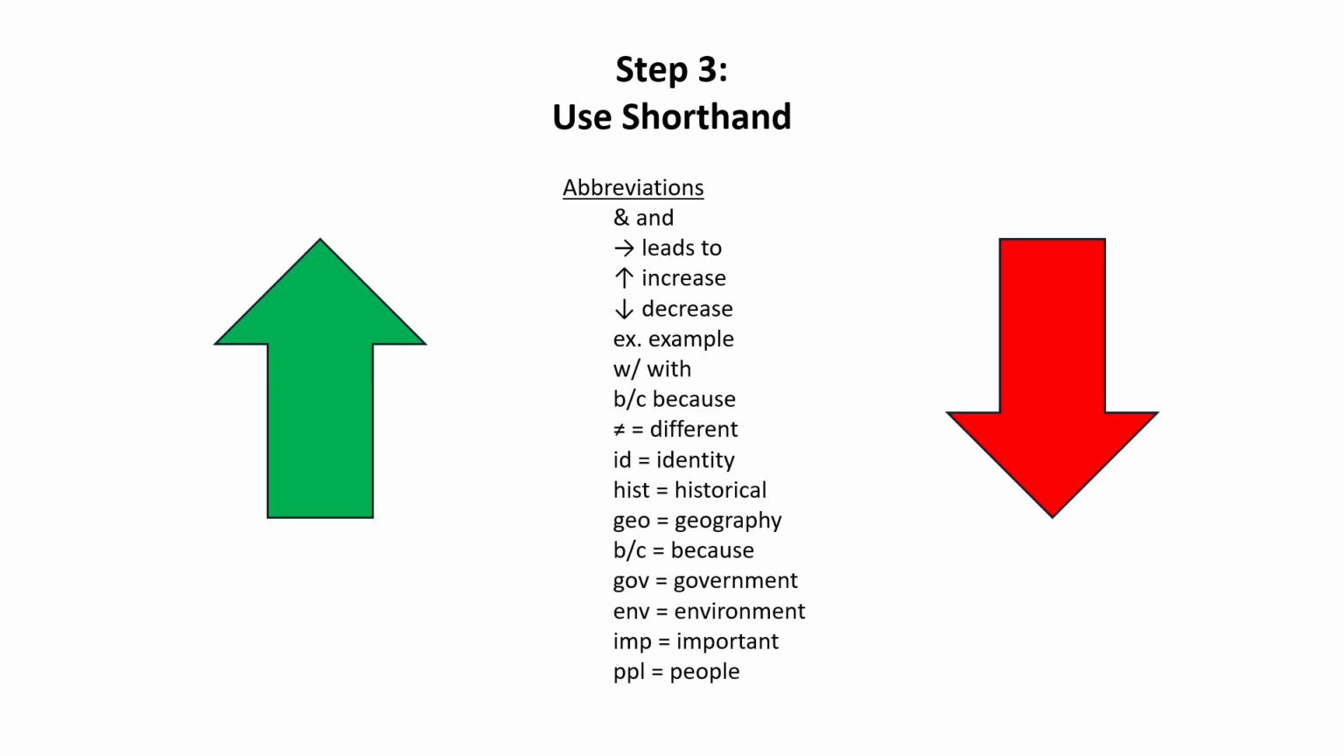These are some pretty basic abbreviations that we use: the ampersand sign for and, an arrow for leads to, up and down arrows for increase and decrease, X for example, W for with, BC for because, an equal sign with a slash through it for it could be different, ID for identity, and then there's a few others. You need to develop that shorthand that works for you and get used to using it before test day. Your goal is to be able to take notes that are fast and clear.